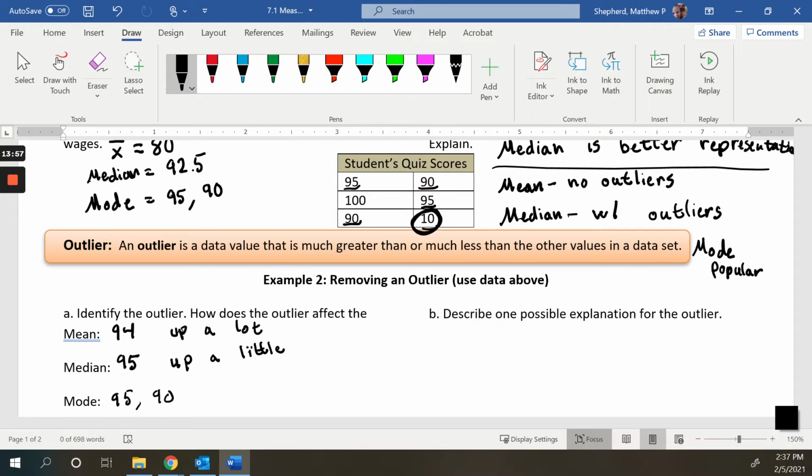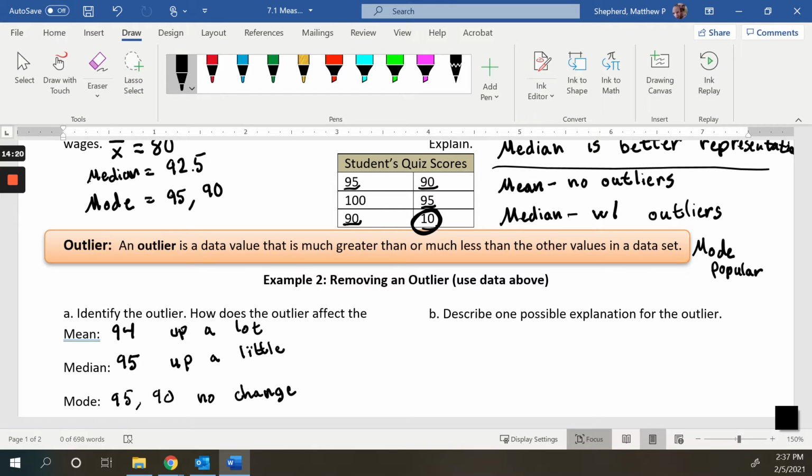And removing the outlier did not change the mode at all, because the mode is about what number repeated the most. If it's repeating, it's probably not an outlier. So the mode will largely be unaffected by removing something such as an outlier.